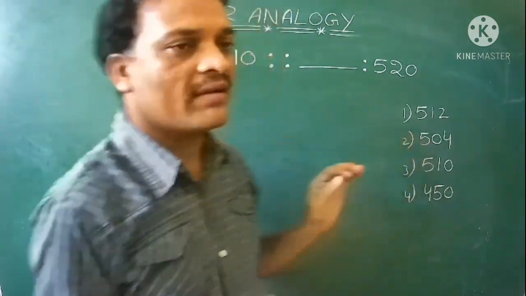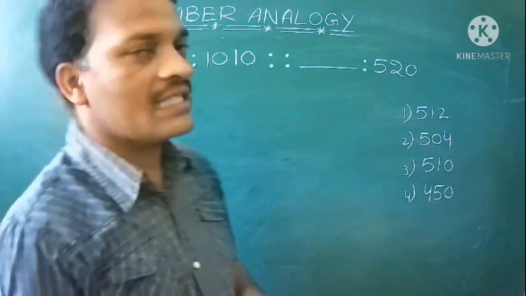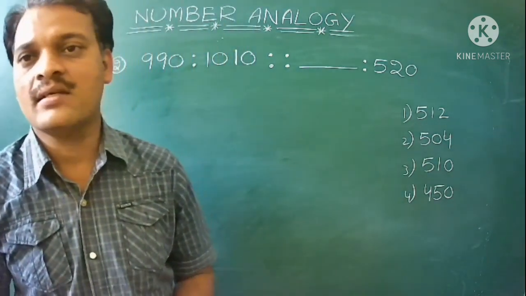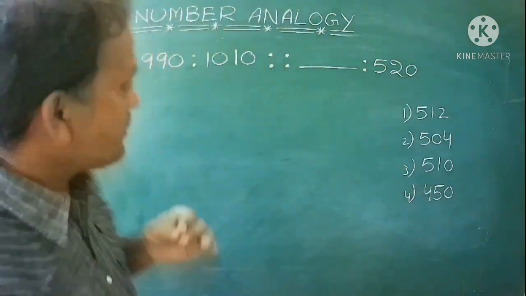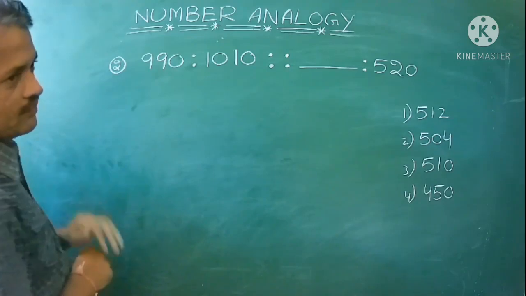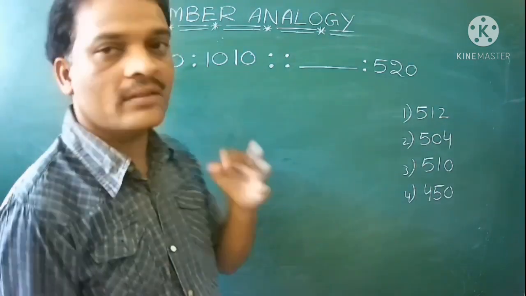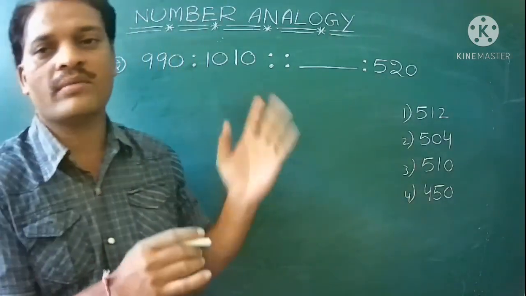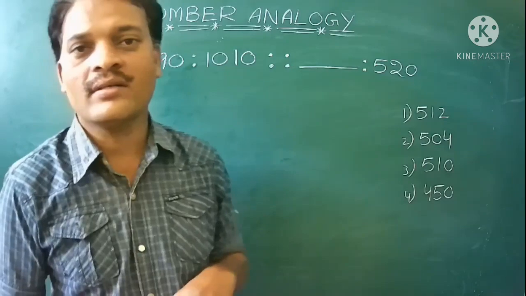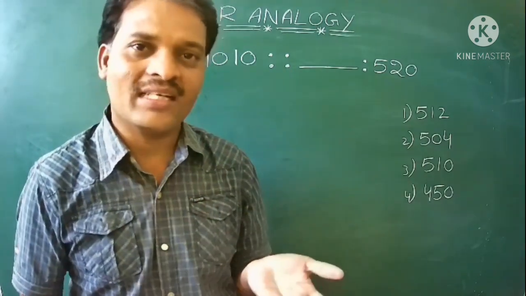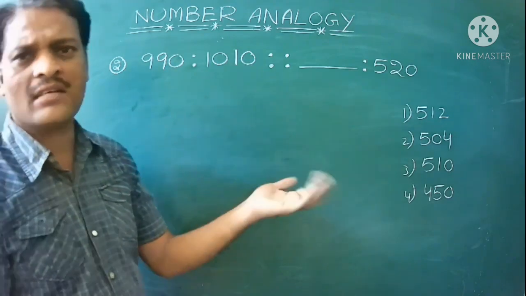Now I will explain the second question. 990 is to 1010 as dash is to 520. These two numbers are nearer to 1000, no? 1000 is nothing but 10 cube. Now 1000 minus 10 and 1000 plus 10 will be there. Then you will get the clarity.